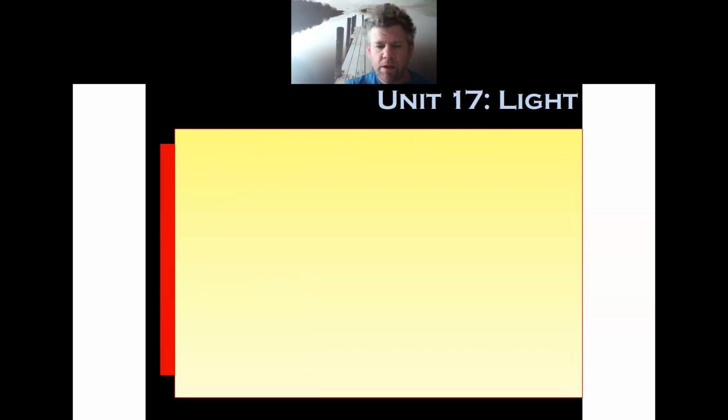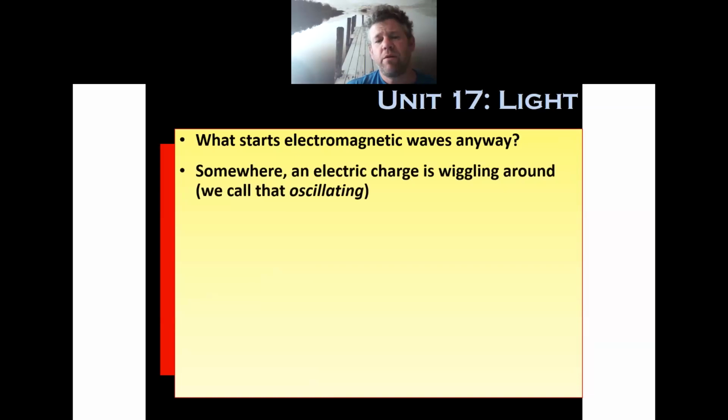All right. So we asked, what starts electromagnetic waves anyway? Somewhere, an electric charge is wiggling around. We'll call it oscillating. Wiggling is not a real scientific term, so we start to use the term oscillating. Now, that could be in a straight line. That could be through a different form of physical material of some kind. There's all kinds of different ways to get an electric charge to oscillate for us.